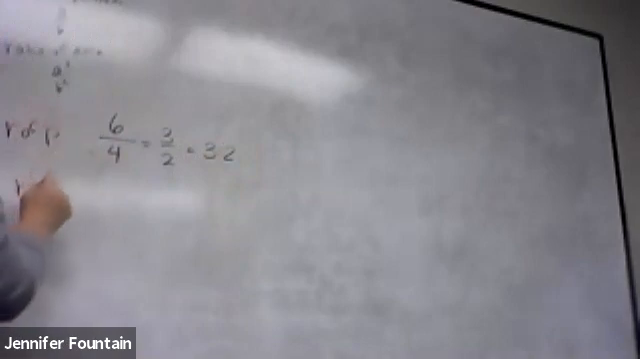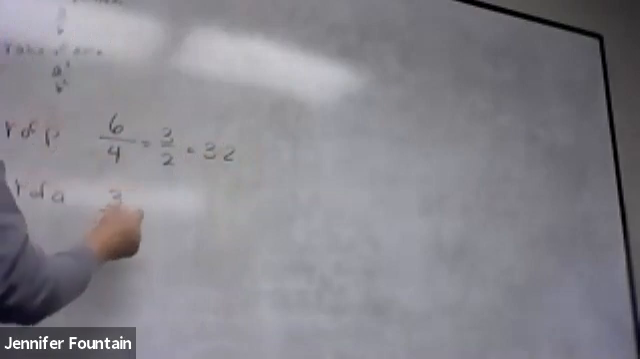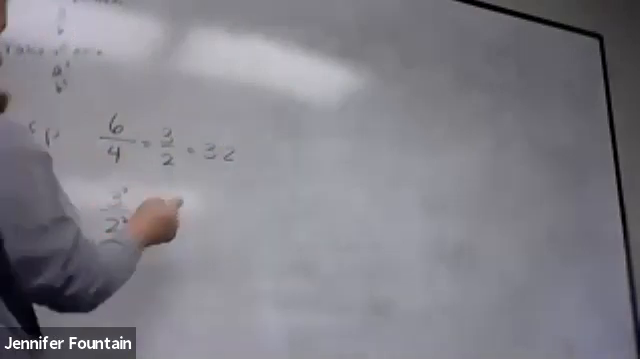Now I need to do the ratio of the area. So I'm going to have 3 over 2. And what am I going to do to those? Area means I've got to square them. What is 3 squared?